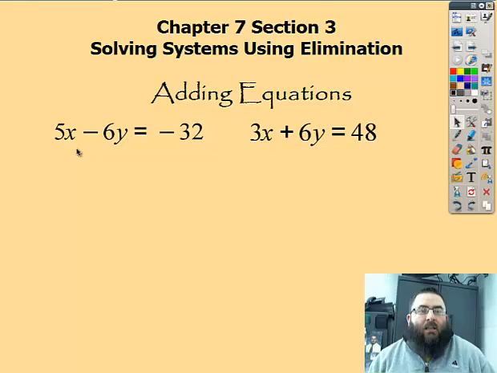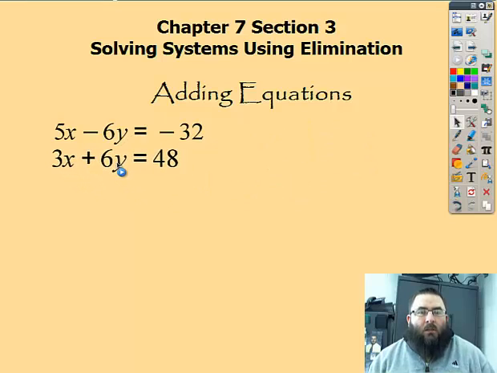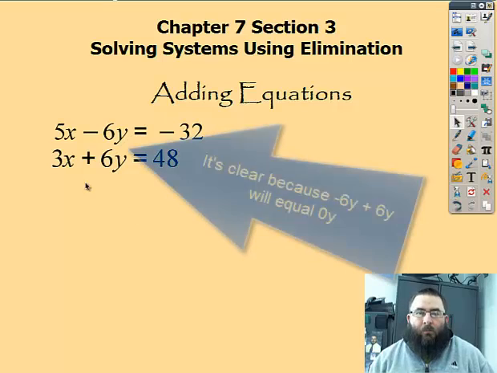In a situation like this where you're given 5x minus 6y equals negative 32 and 3x plus 6y equals 48, it's not as easy to see which one we should eliminate. If we were to write them on top of one another like this, it becomes a little bit more clear.